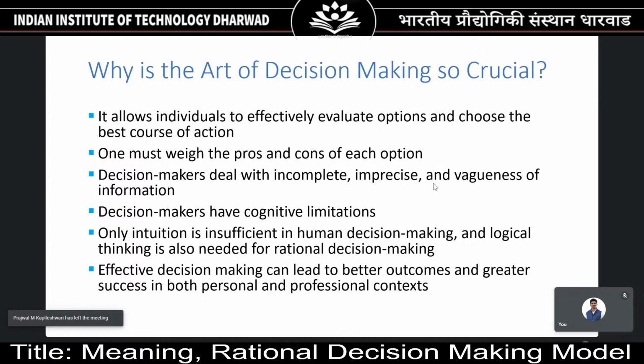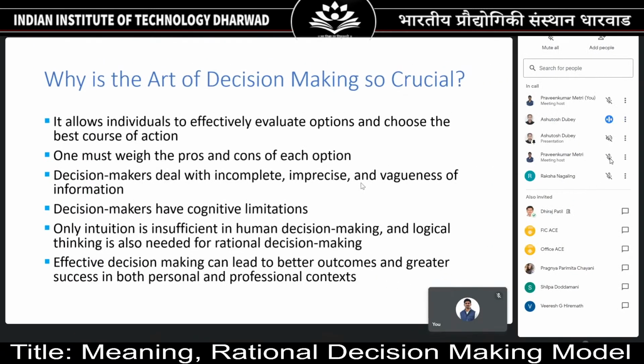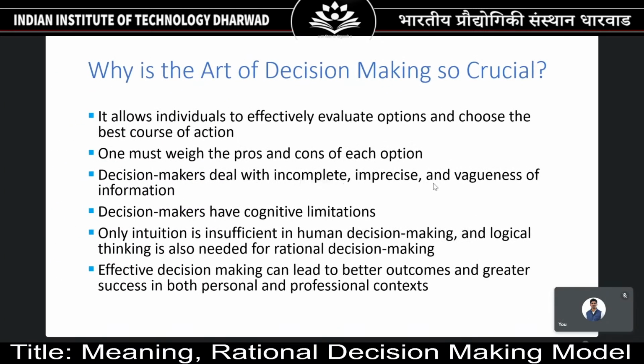Next, why do we have some cognitive limitations? We can't process all the information in the mind and come up with which option is best and which option is second best. There are lots of cognitive limitations. Next, decision makers deal with incomplete, imprecise, and vague information. When you want to inquire about all the options, you are unable to get all the information about any option. In simple cases you can, but in complex problems it is very hard to get complete information, and intuition alone is insufficient in human decision making.